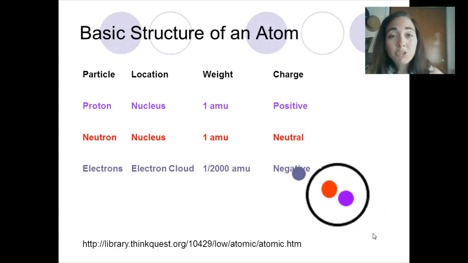Protons and neutrons are the particles that are located in the nucleus of an atom, while electrons spin around the outside of the nucleus in the electron cloud. You also probably know that protons are positive, neutrons are neutral, and electrons are negative. The weight of each one of these particles is now going to be important. Protons and neutrons have a mass of 1 AMU each, while electrons are about 2,000 times smaller than that. So we really ignore the mass of an electron, but your protons and neutrons, remember this, will make up the mass of the atom.